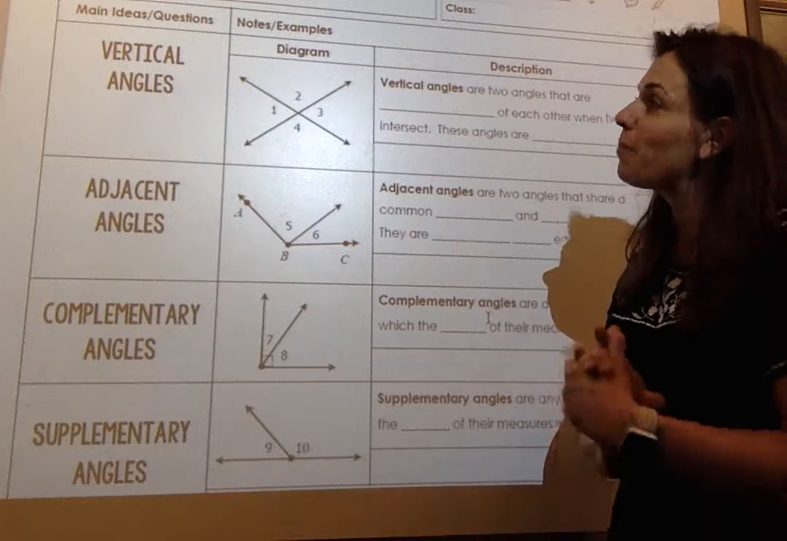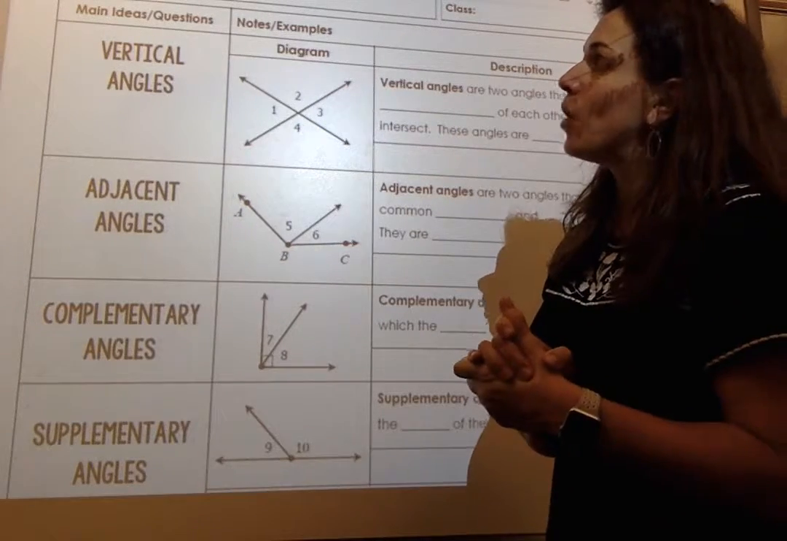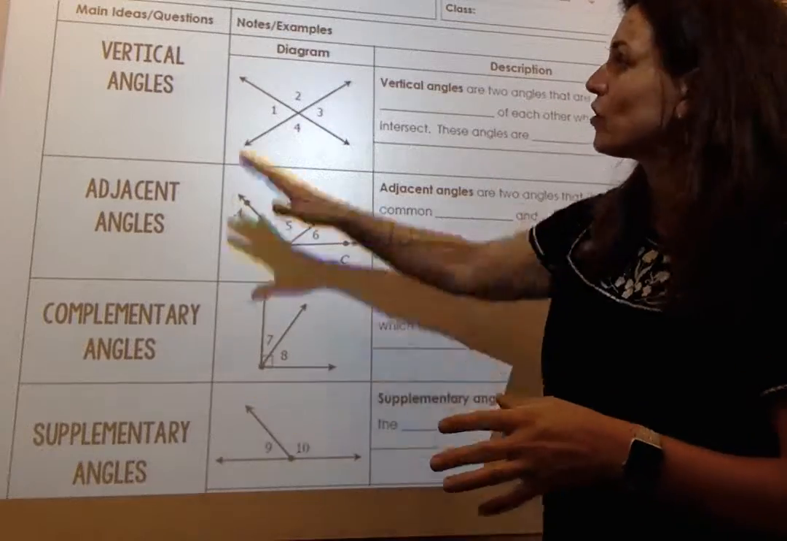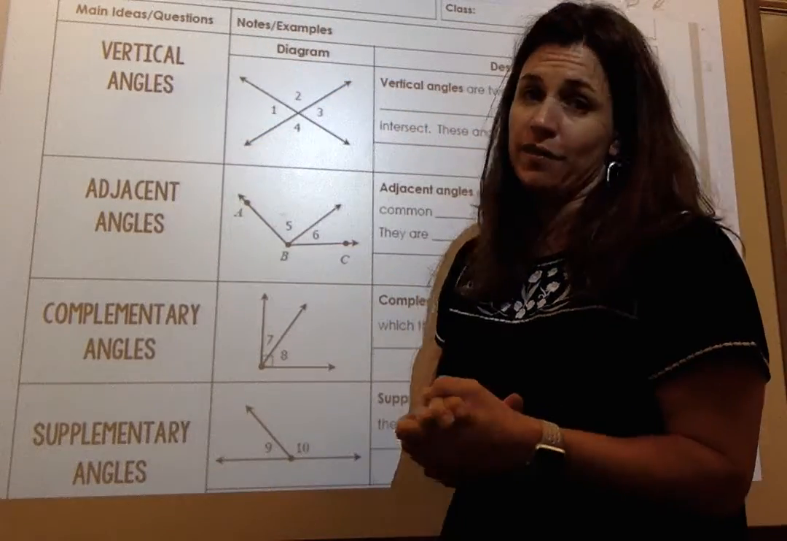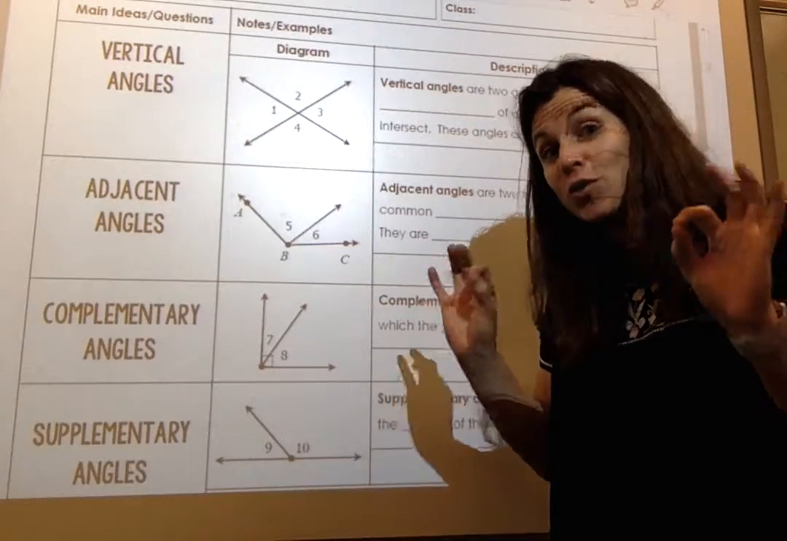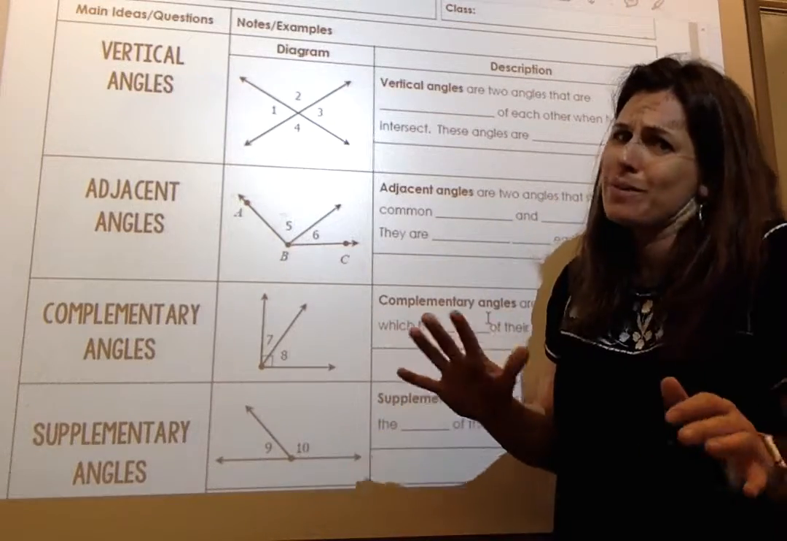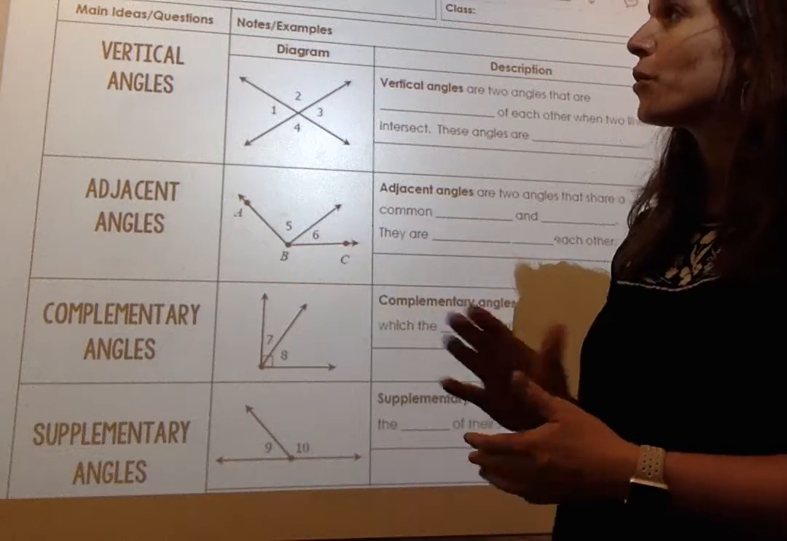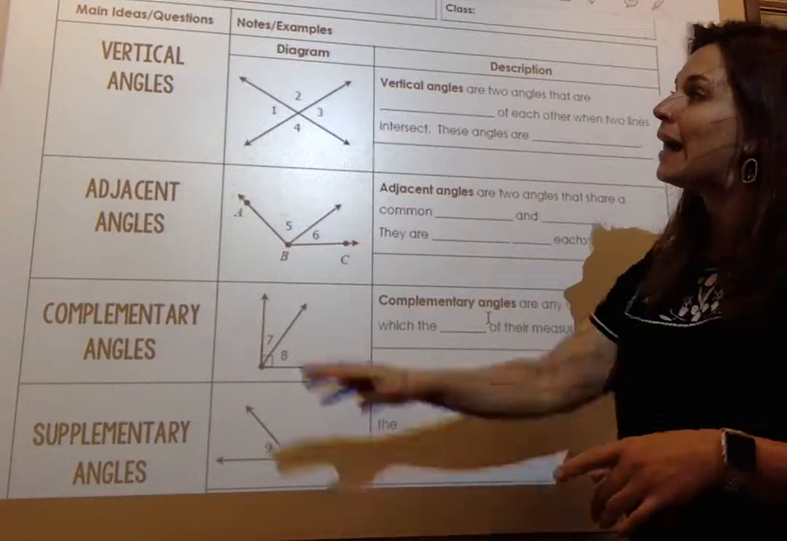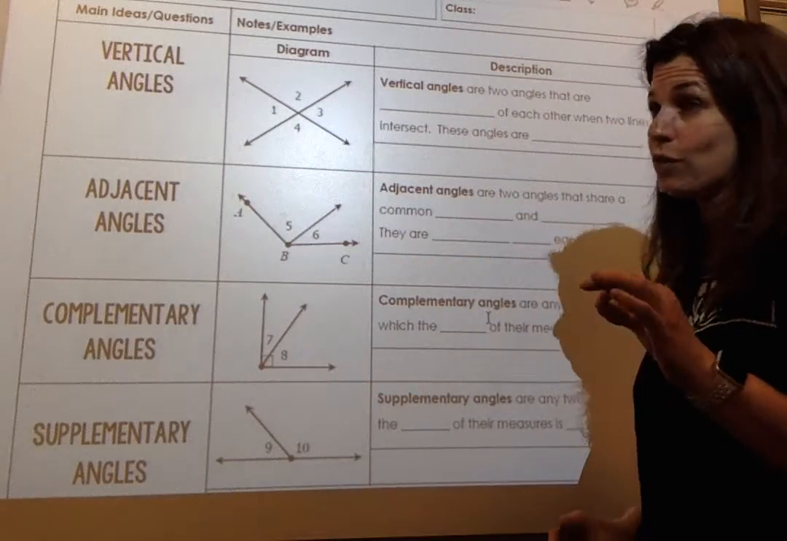All right, the next topic we're going to cover are angle relationships. These are key definitions on the left-hand side. Make sure you know them. They could be on a quiz. They could be on a test. So these are very, very important to remember. I would highlight these to make sure that you understand them.